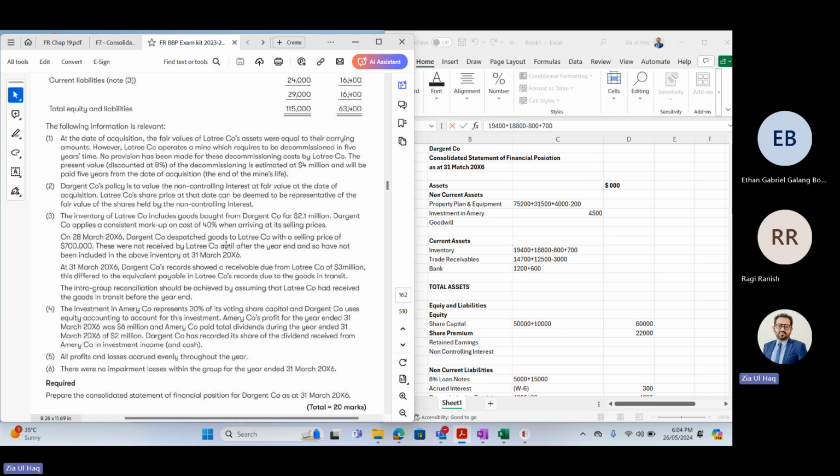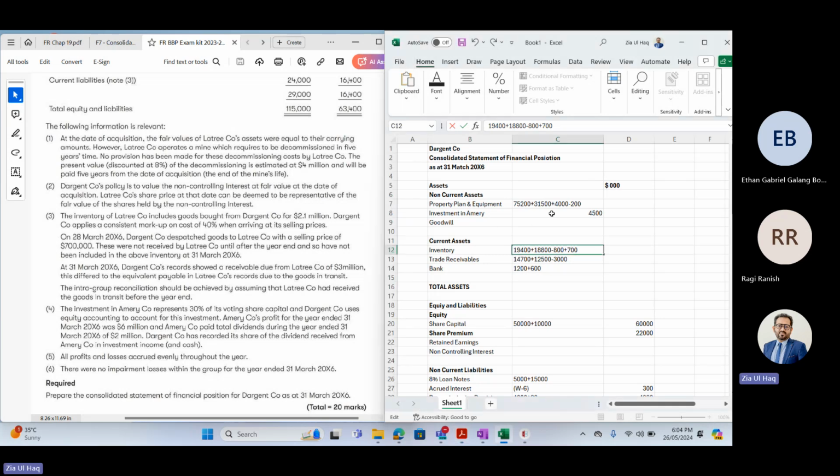Can you calculate what that is? 25% or 30%? 30%. What is 30% of that 4,000? 1.2 million. So that 1,200 you need to adjust with this investment first. And where else do you need to adjust this? It's not recorded yet.